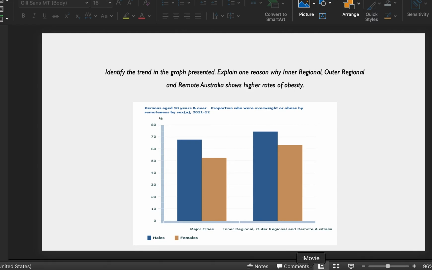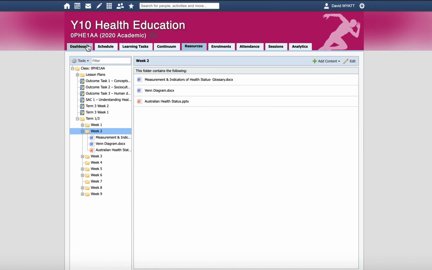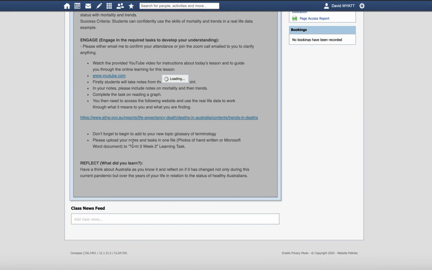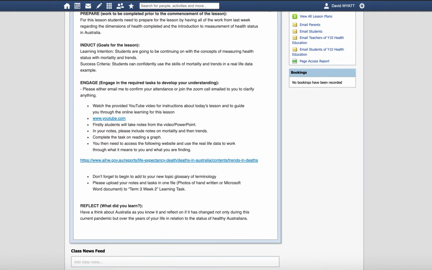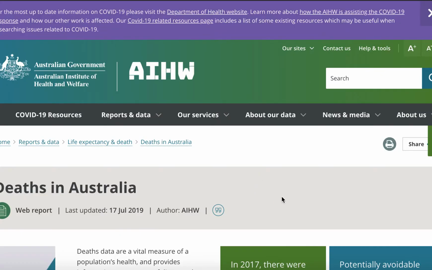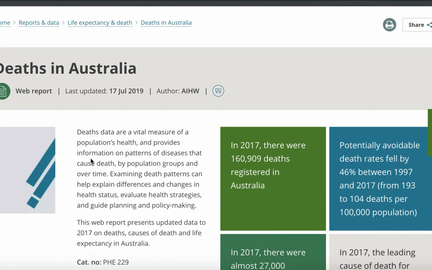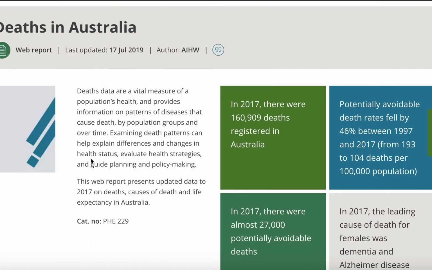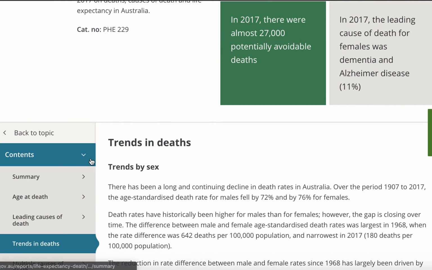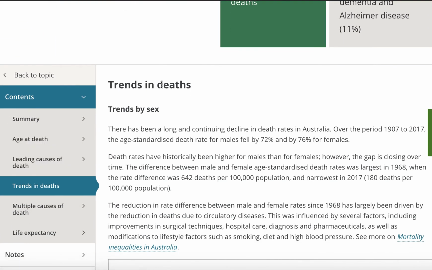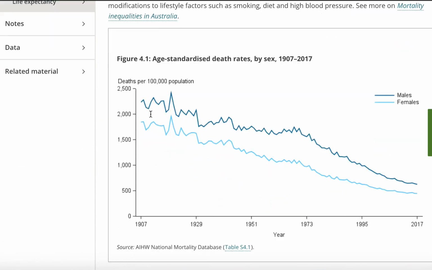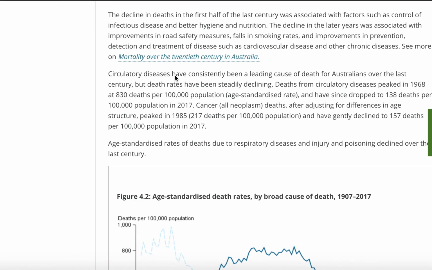Fantastic. If you go back over to Compass now, guys, and in today's lesson plan, there is a website here that I'd like you to go to. And when you go to this site, it actually has some really good articles and data. It is the Institute of Health and Welfare website, official website from the Australian government. And it's got some data in here that is as close as 2018 and 2019, and it's very prominent for us. And there's some trends in death, trends by sex or gender, trends by cause of death.